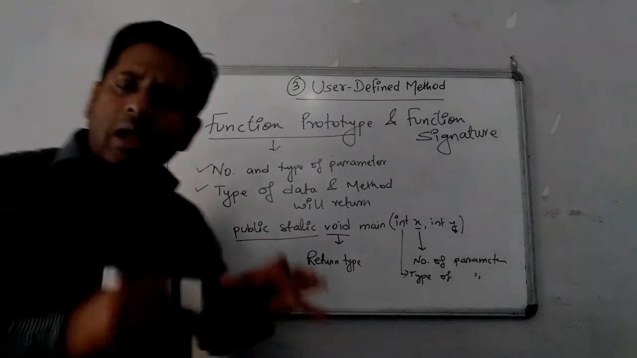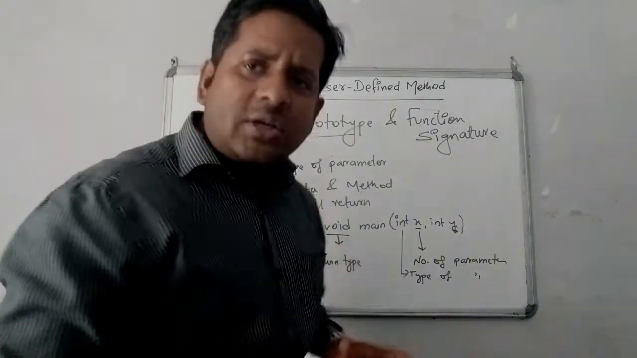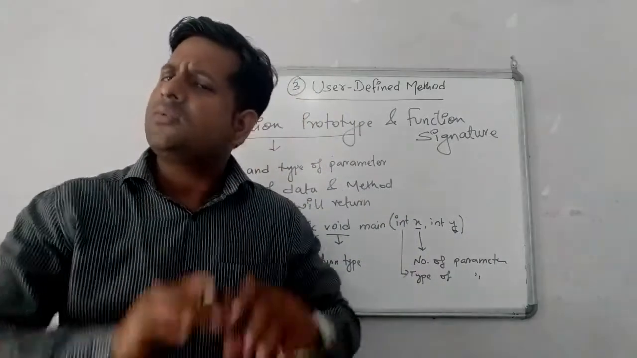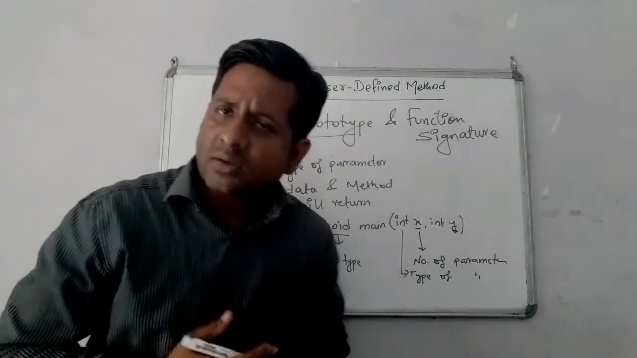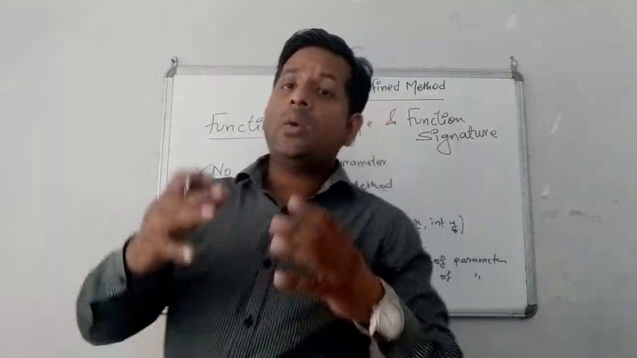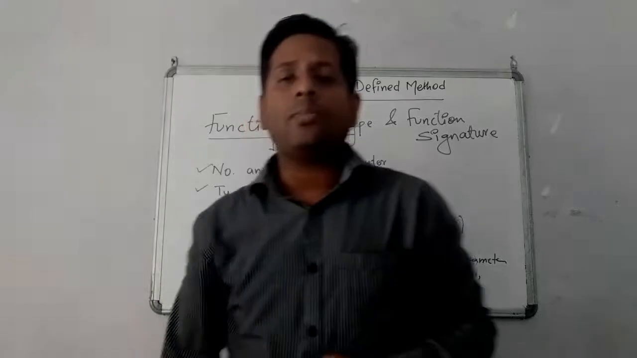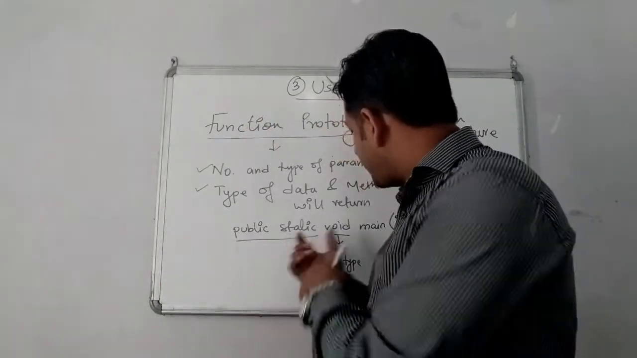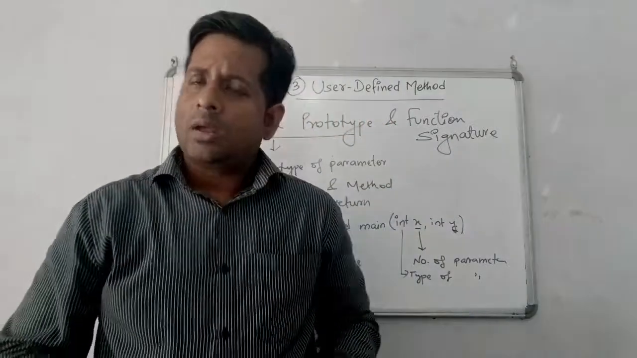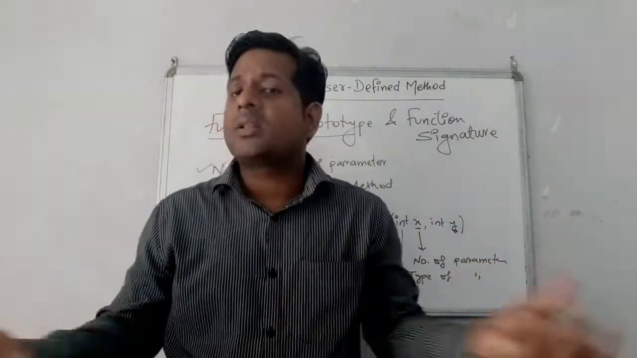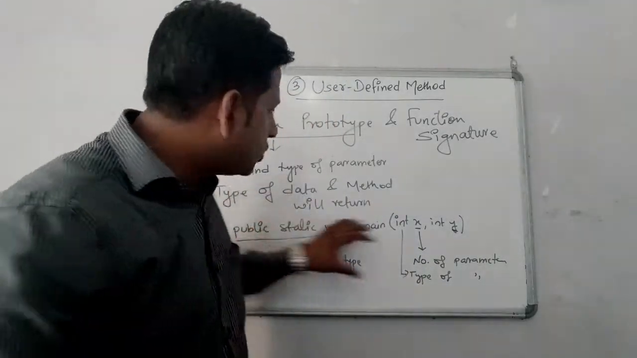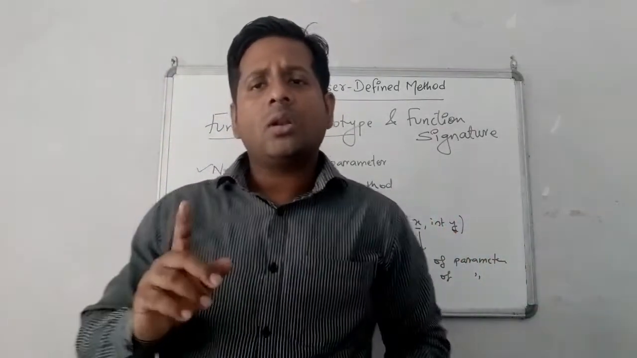So see children, function prototype is the first line of function definition which provides us the full information: the function name, the type and number of parameters, and what type of return value there will be. Like if I write int in place of void, then the return type is integer. In void, the return type is nothing, not even null, because void doesn't have any return type. So this total information we get from the function prototype.